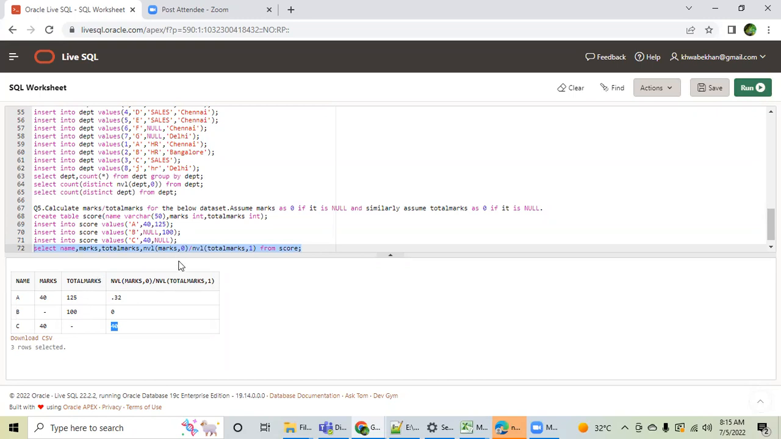But you have to discuss with the business stakeholders what to give if total marks is null. Maybe they will give you some number, and that number you have to put here. For example, I'm showing 1. And this is a very good use case of NVL in calculations when either the numerator or denominator has null values. Okay, hope it is clear.